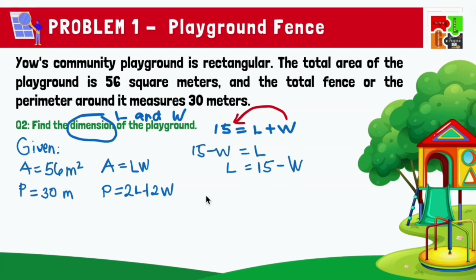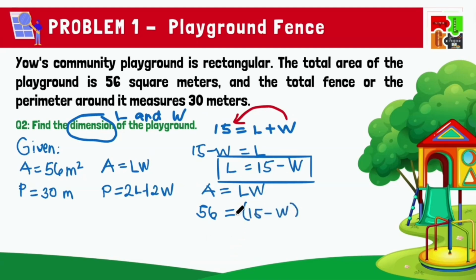Sige, sulat ko lang dito yung area ng rectangle. Ang area ng rectangle is length times width. There is a given area there na 56. So, yung area dito, papalitan ko lang ng 56. At meron tayong length kanina. Ito na yung na-measure natin na length. Okay? Na 15 minus W. So, ibig sabihin, itong L na to, papalitan natin yan ng 15 minus W. Okay? So, we will just change it as 15 minus W. And this one, this W or the width, we will just multiply it by our length.